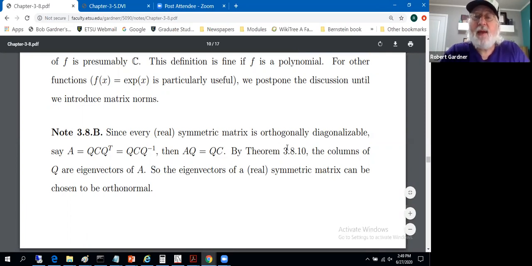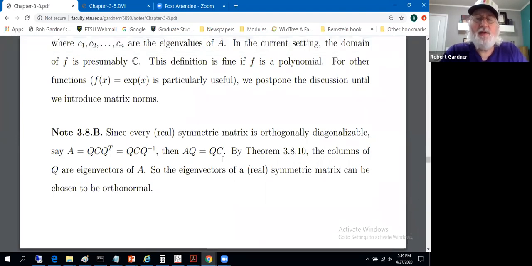Every real symmetric matrix is orthogonally diagonalizable. That was our argument a couple of theorems ago. Or was it the previous? Recently, I should say. Say A equals QCQ transpose, or QCQ inverse, where Q is orthogonal. Then we get AQ equals QC.